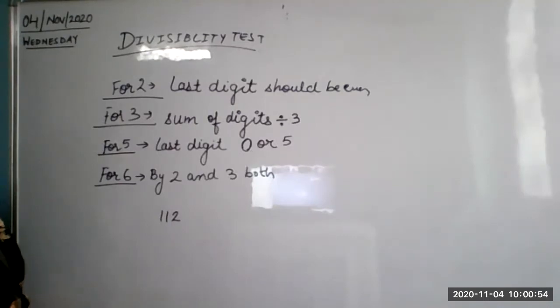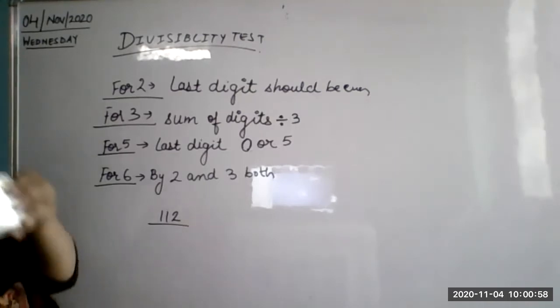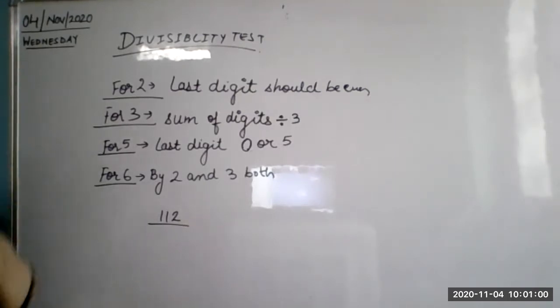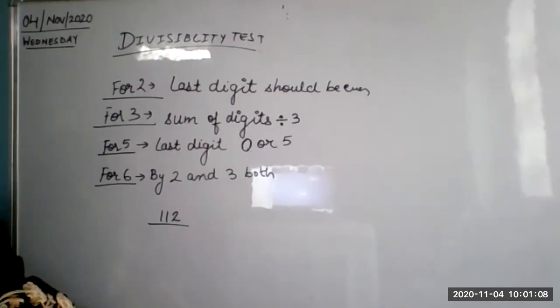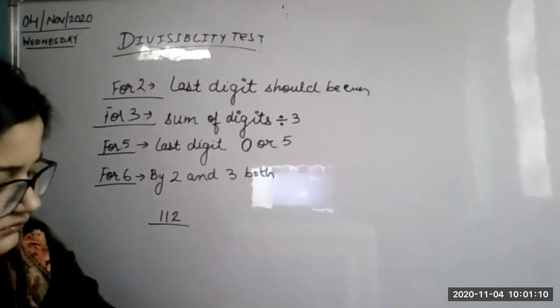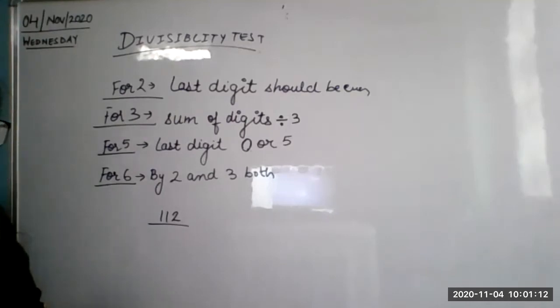Is this number divisible by 6? No, ma'am. Why is it not divisible by 6? Ma'am, because it is not divisible by 3. It is not divisible by 3, but it is divisible by 2.